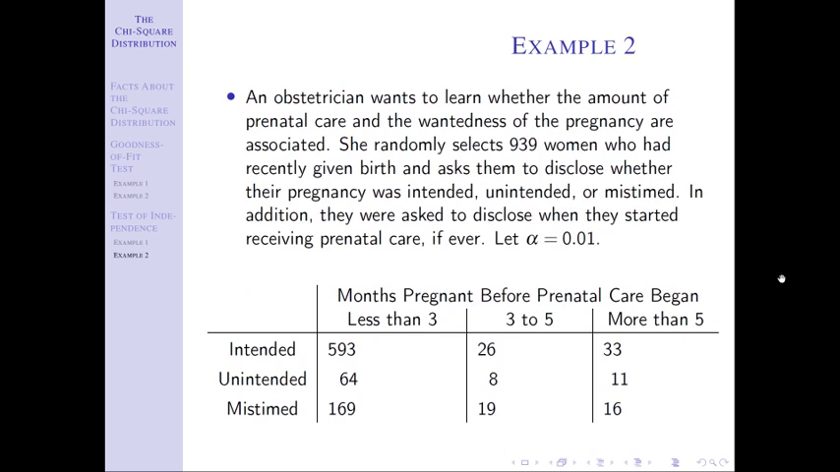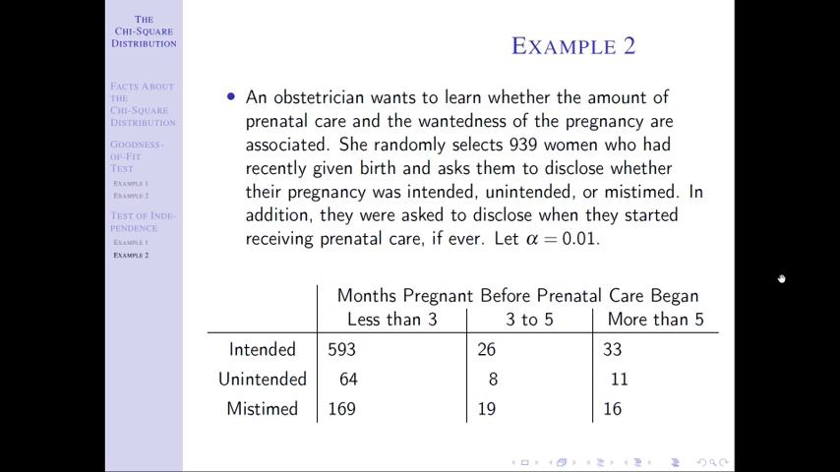Next example, we want to learn whether the amount of prenatal care and the wantedness of pregnancy are associated. So again, related, dependent, associated, all words that we can use in these problems. Now we have a 3x3 contingency table rather than a 4x3. But it's lather, rinse, repeat from here. So again, if you feel bold enough, you can kind of work through and see if you can get the right answers and then follow up with the answers.